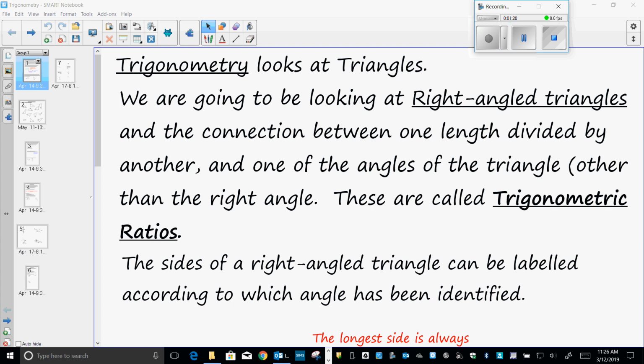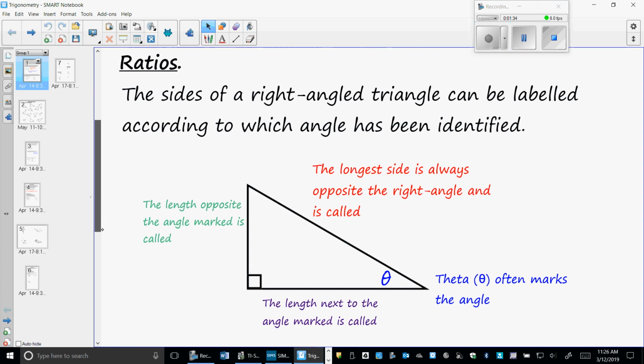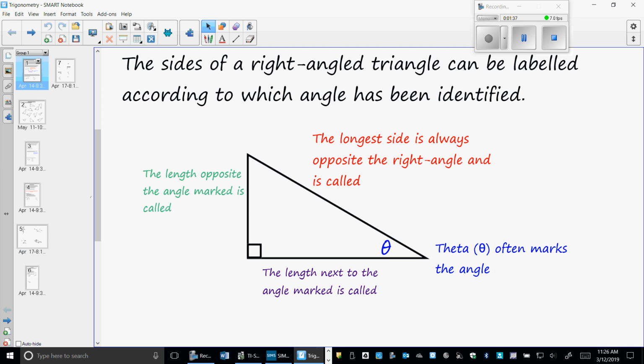Okay? So what we're looking at are trigonometric ratios. So the sides of a right-angled triangle can be labelled according to which angle has been identified. Now, you should know this one here. So the longest side is opposite the right angle and is called the hypotenuse. So the one opposite the right angle is always called the hypotenuse.